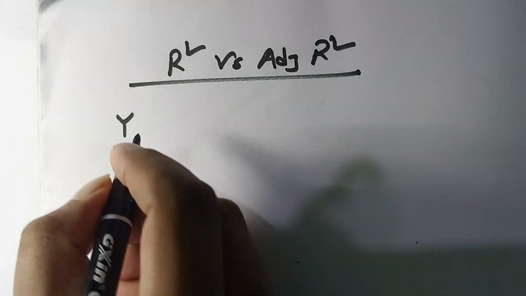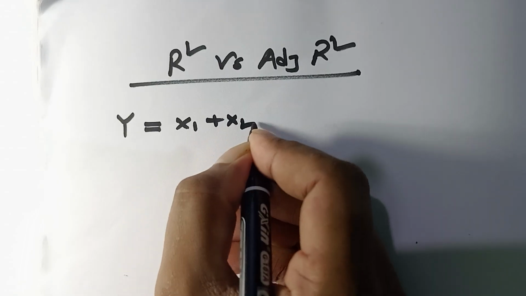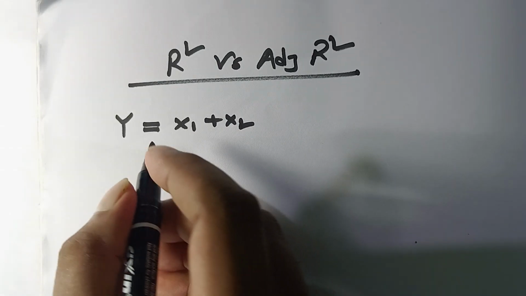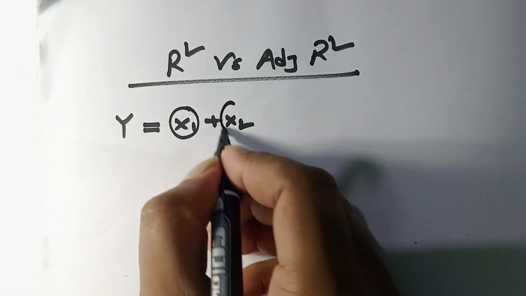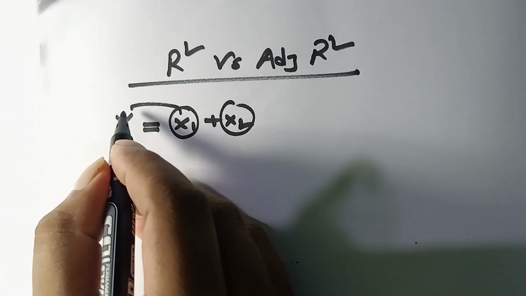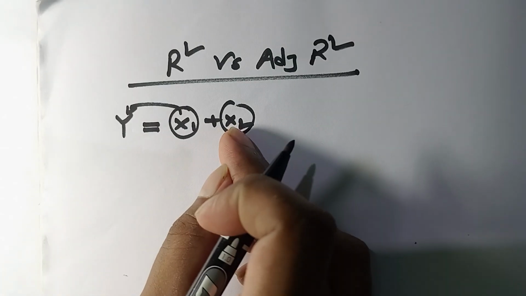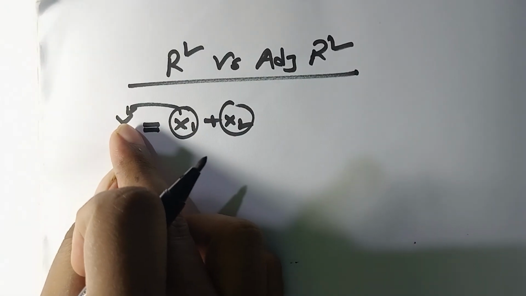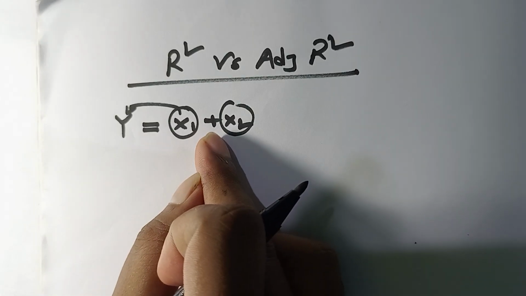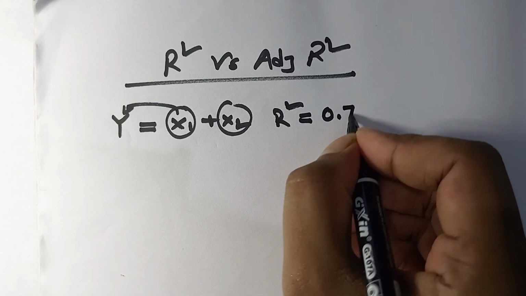Suppose there is a regression function y is equal to x1 plus x2, and in this regression model both x1 and x2 explain this y very well. So they are related variables in this regression model. Suppose this model gives me an R square value of 0.7.